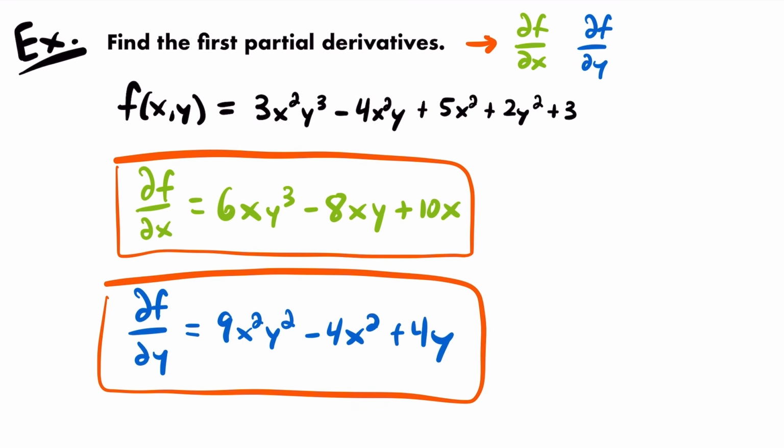All right, so for a particular point on this surface, you could plug in the x and y coordinates into these two functions, and what you would get is the slope in the x direction and the slope in the y direction, respectively. Okay, let's take a look at another example.